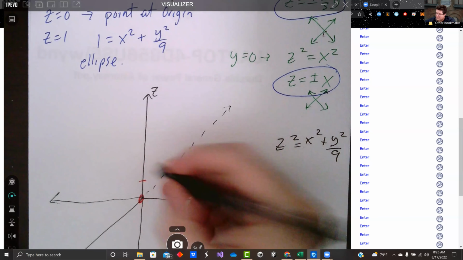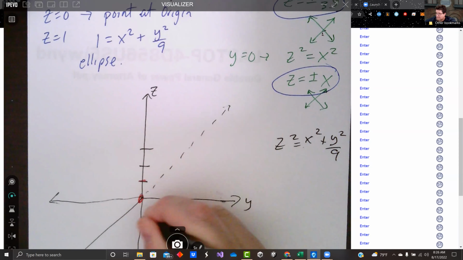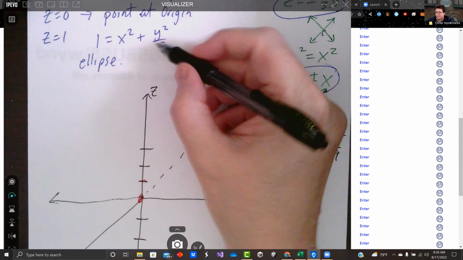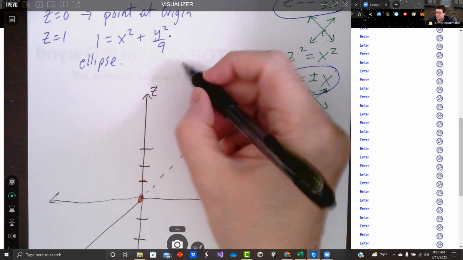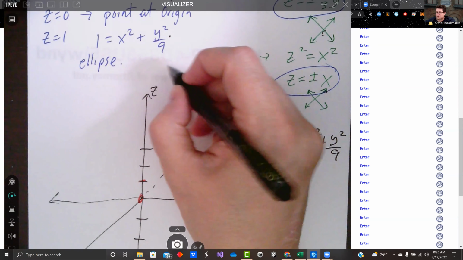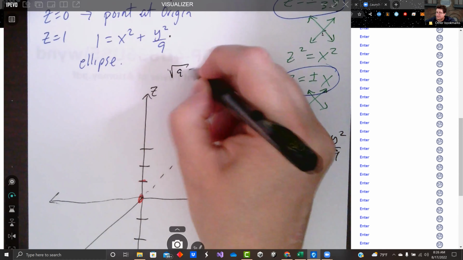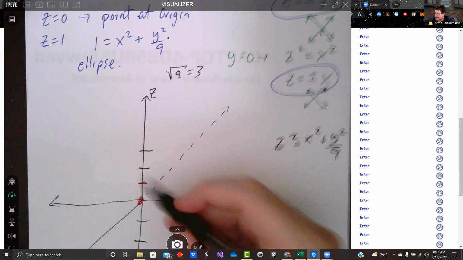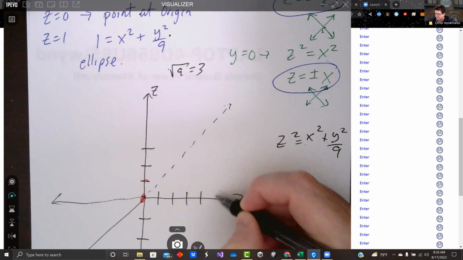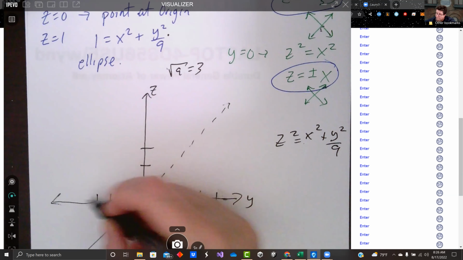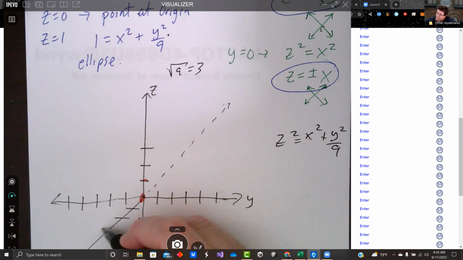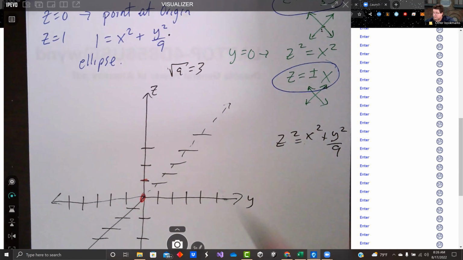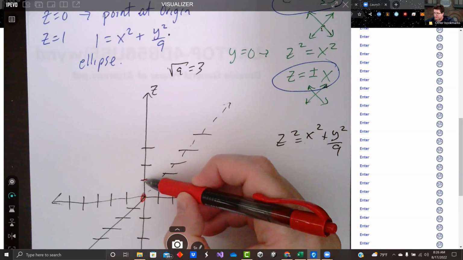I'm going to do vertical or black lines for the graph part. The major axis is going to be 3. If you forgot, we take the square root of that bottom number. Square root of 9 is 3. We're going to go left or right 3. Doing it again. All right, so up 1, we're going to go left or right 3.